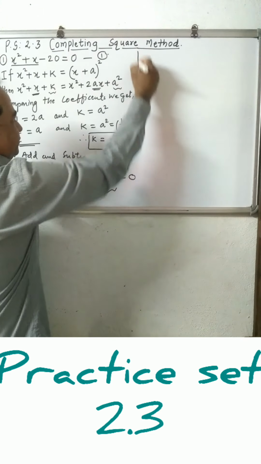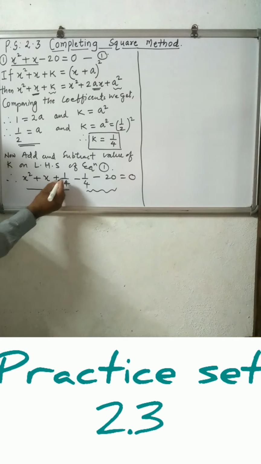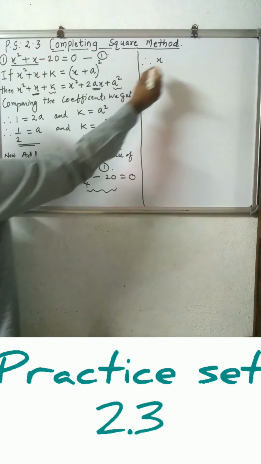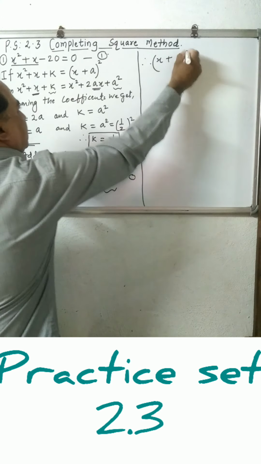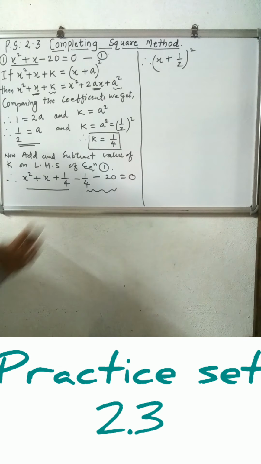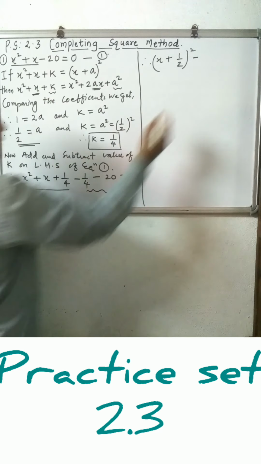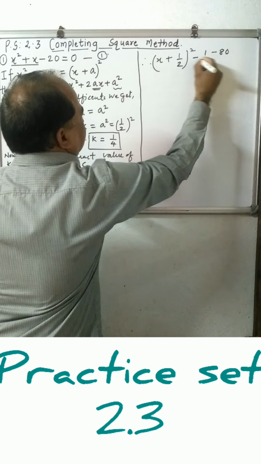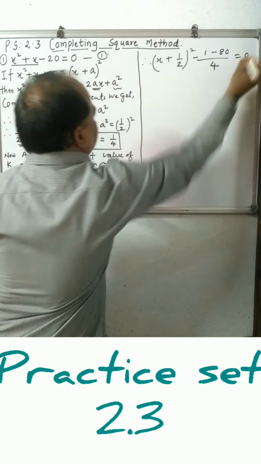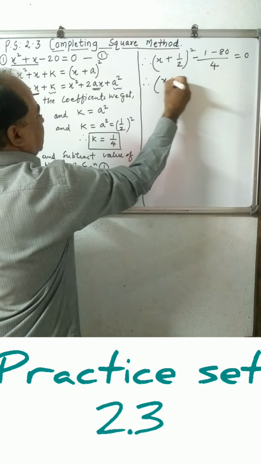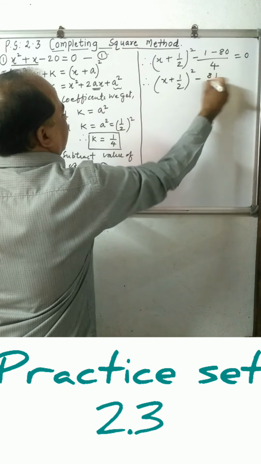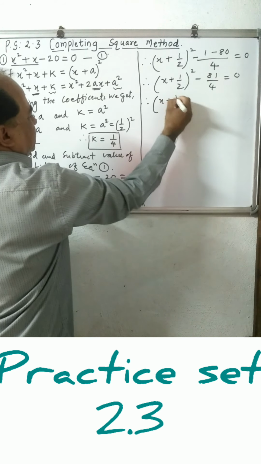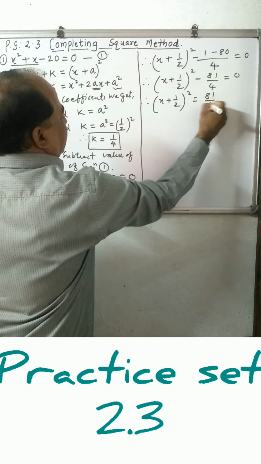So here x square plus x plus 1 upon 4 is equal to, this will be a complete square. Square root of x square is x plus square root of 1 upon 4 is 1 upon 2 bracket square. When you will expand, you will get this value. Here minus 1, cross multiply, 20 into 4 is minus 81 upon 4 is equal to 0. Therefore x plus 1 upon 2 bracket square minus 81 upon 4 is equal to 0. Therefore x plus 1 upon 2 bracket square is equal to 81 upon 4.